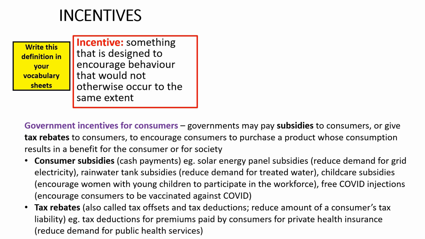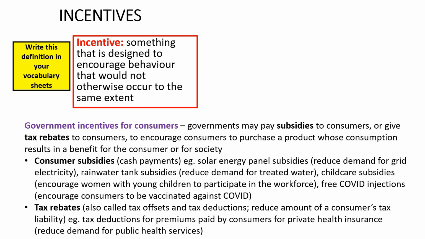Now you might ask why the government wants to encourage consumers to buy particular types of goods and services. Surely, if consumers receive a large enough benefit from the goods and services, such as reducing their electricity costs by installing solar energy panels, reducing their water costs by installing rainwater tanks, being able to have a paying job and earn money by putting their children in childcare, being protected against COVID, or getting treatment in a private hospital by virtue of having private health insurance, then consumers will surely buy those goods and services anyway.